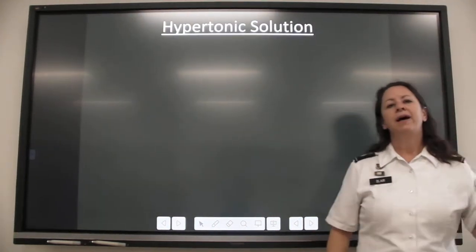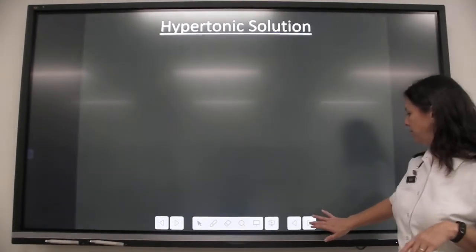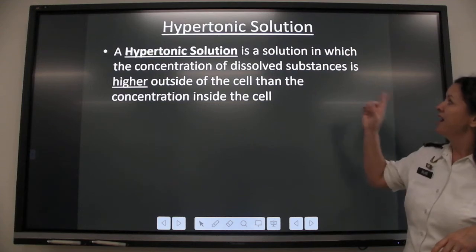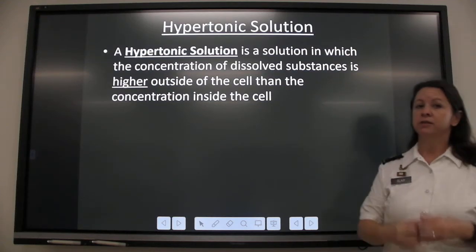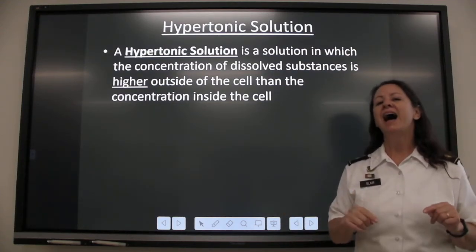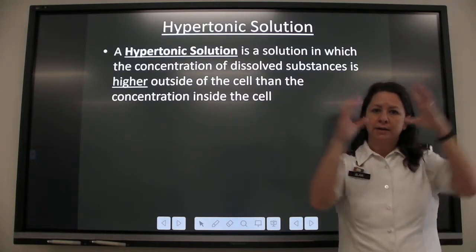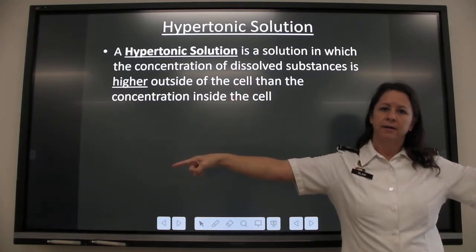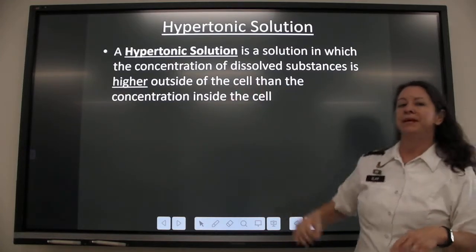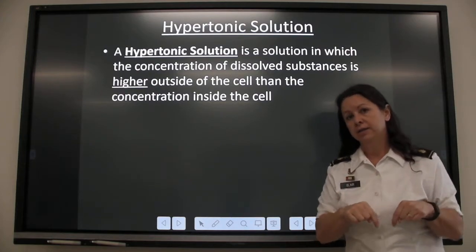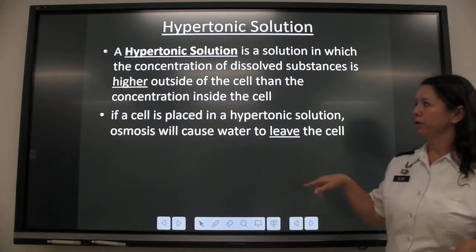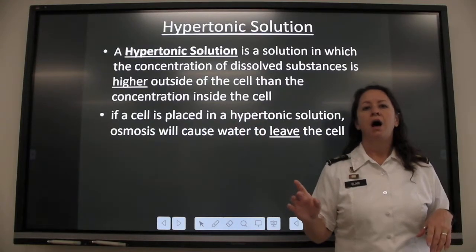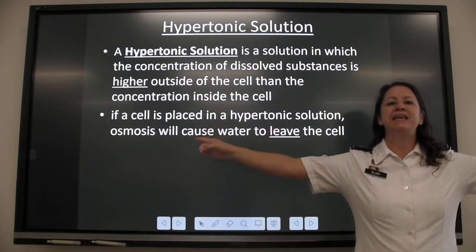All right, and then you have hypertonic solutions. A hypertonic solution is a solution in which the concentration of dissolved substances, so salt, is higher outside of the cell than it is inside. So there's more salt outside than there is inside. That means that there's more water on the inside. And since there's more water on the inside, if a cell is placed in a hypertonic solution, osmosis will cause the water to leave the cell.